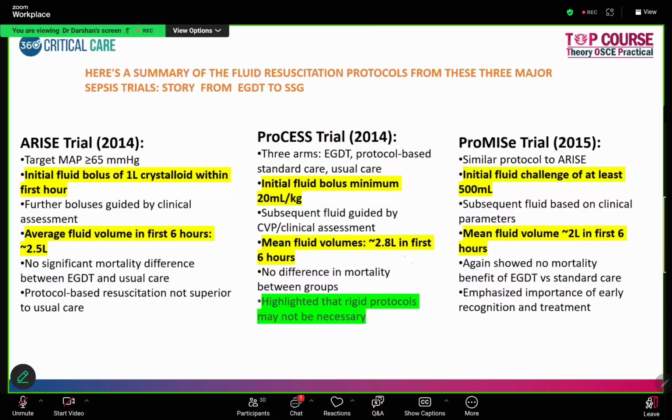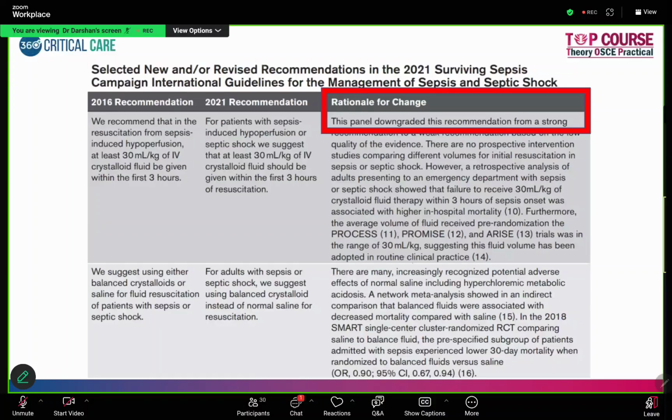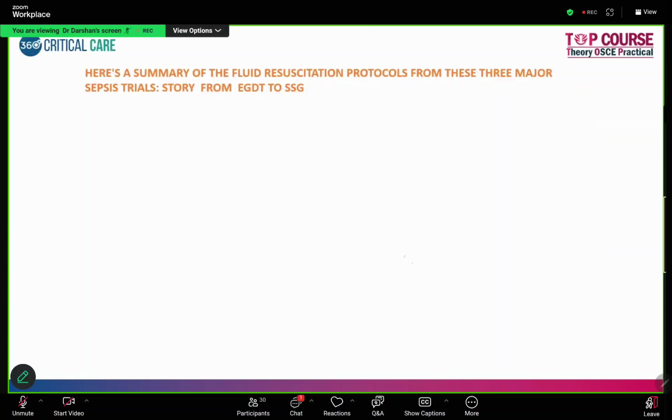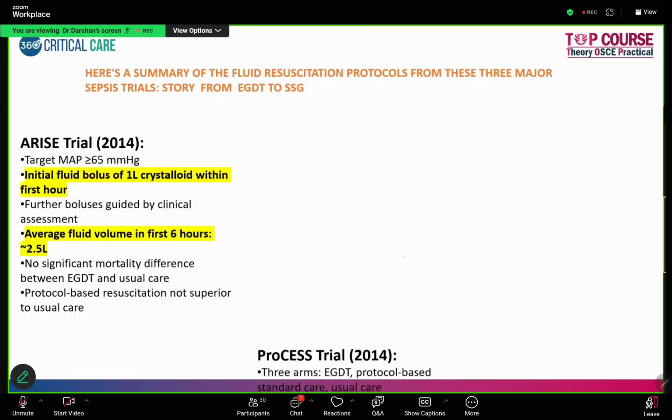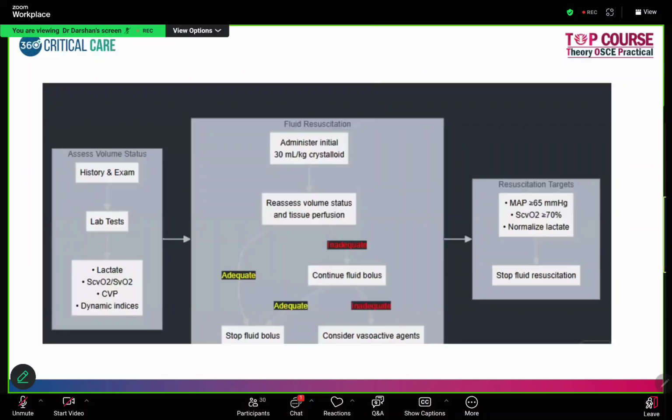Okay, so that is one way they came to an understanding that there need not be a rigid protocol saying that all patients with sepsis require 30 ml per kg in the first 3 hours. So that is one of the reasons this recommendation was downgraded in the 2021 update of the SSG guidelines as compared to the 2016 guidelines. Okay. So once you have understood that 30 ml per kg should be given in the first 3 hours after assessment of fluid responsiveness in a patient with sepsis, then what do we do?